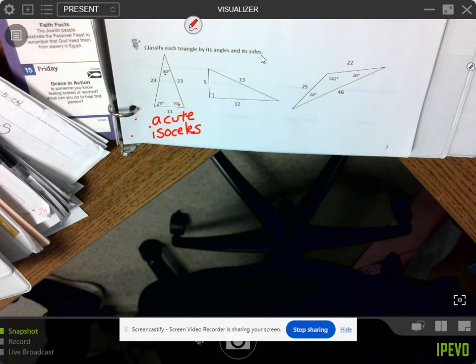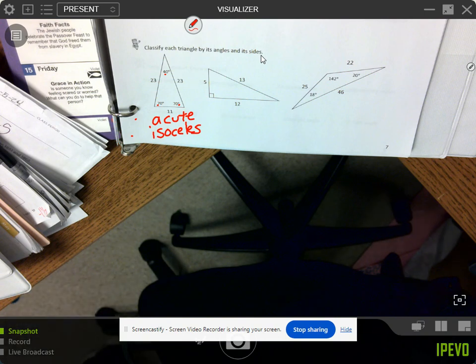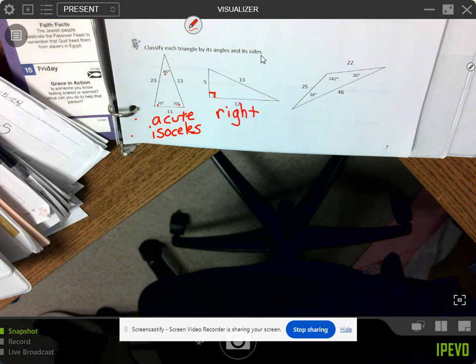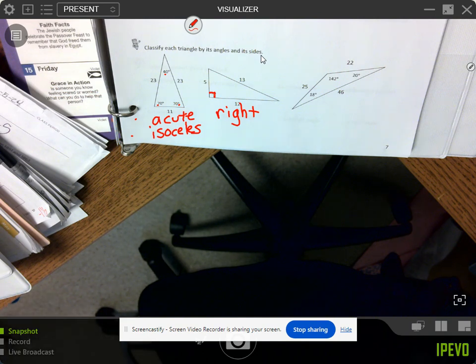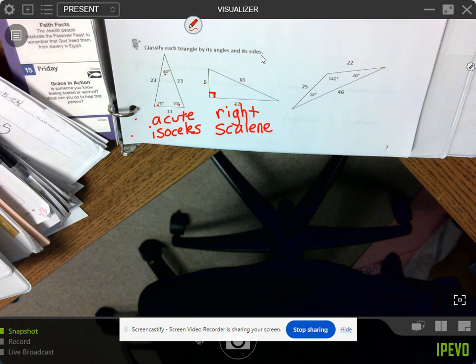Look at our middle one. First, let's go by our angles. What type of triangle is that by the angle? Ava? Right. Yeah, because we've got that right angle right here, so we know it's a right triangle. What type of side triangle is that? Layla? Scalene, because every side is a different length. So this is a right scalene triangle.